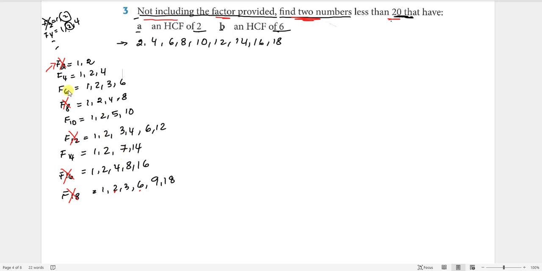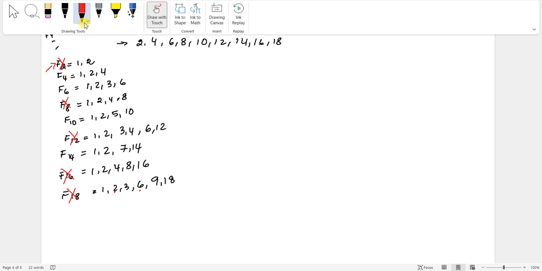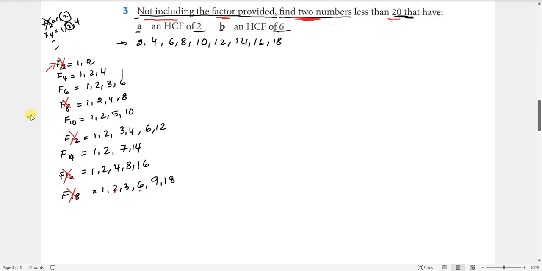So the remaining numbers are, I hope I made the concept clear for you. The answers are F4, F6, F10 and F14. So you can write either of the two numbers. You can write 4 and 6, or 6 and 10, or 10 and 14, anything. So the answers will be either 4 and 6, or 10 and 14.